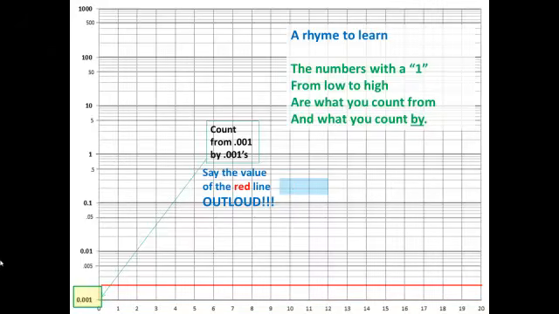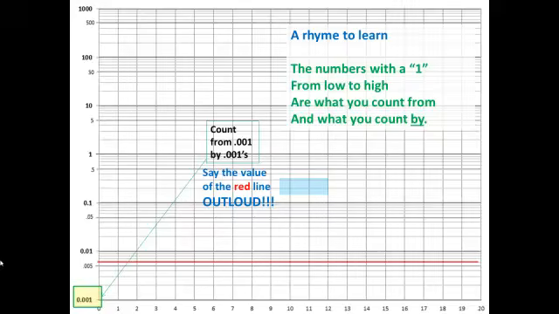So we move the red line up to the next line up, going from low to high. So 0.001 plus 0.001 gives you 0.002. See, because we're going from 0.001 by 0.001s. So if you're at 0.002 and we go the next line up, what's the value of that line? Say it out loud. 0.003. And the next line up is 0.004. And the next line up is already labeled for you, so you can see it's 0.005.